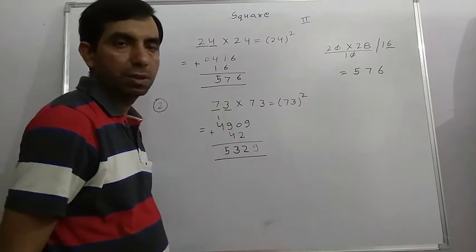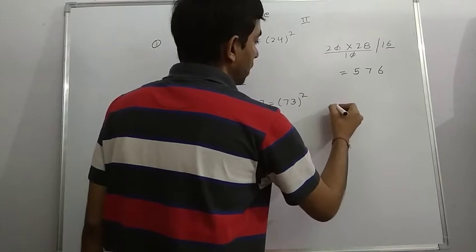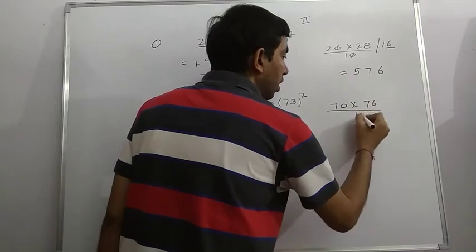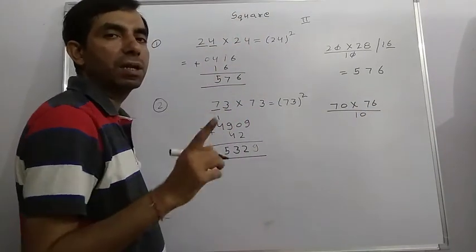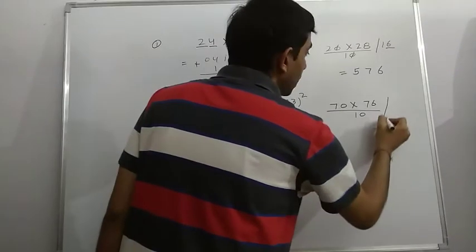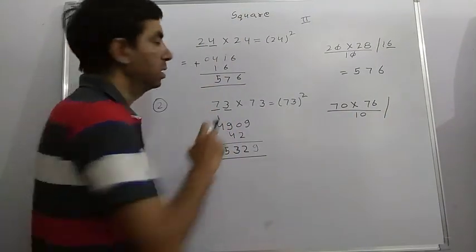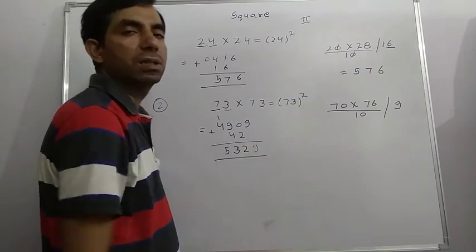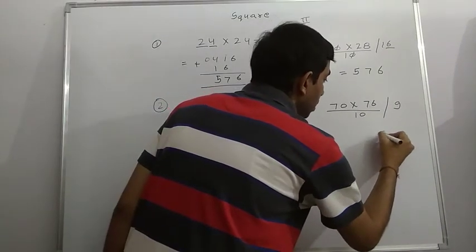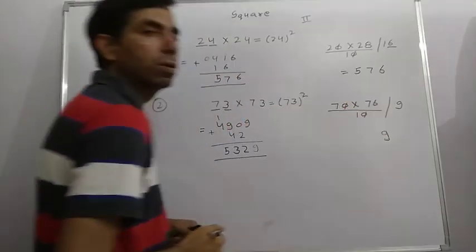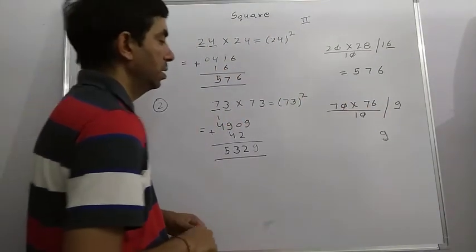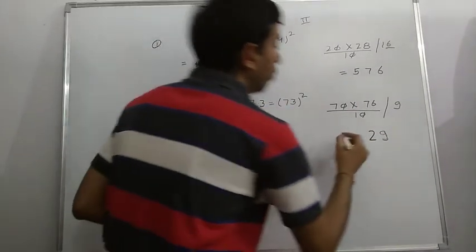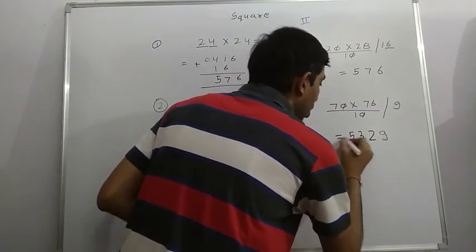It is near to 70. So first we add and subtract. 73 minus 3 is 70. 73 plus 3 is 76, upon 10, because we are adding and subtracting a 1 digit number. Here we write the square of the difference. 3 squared is 9. It is already 1 digit, so we write it as it is, 9. 0 cancels 0. Then 7 multiplied by 76. 7 times 6 is 42, 2 and 4 remaining. 7 times 7 is 49, plus 4 is 53. It is our solution.